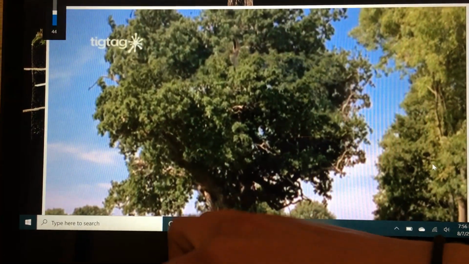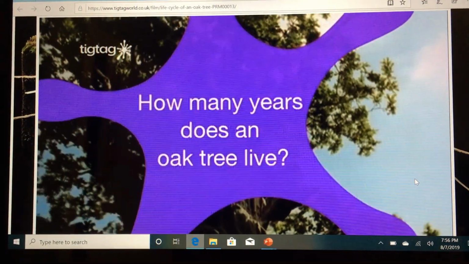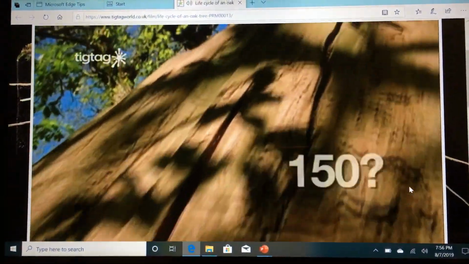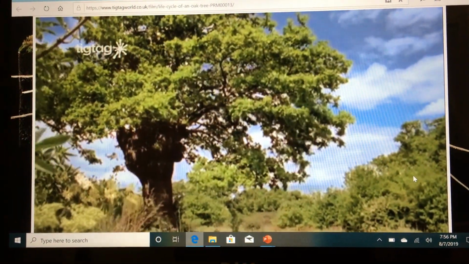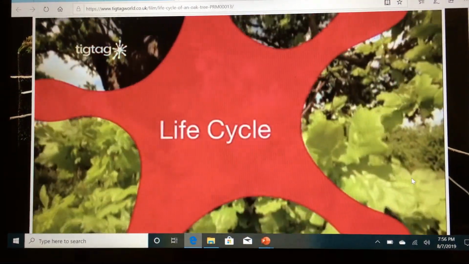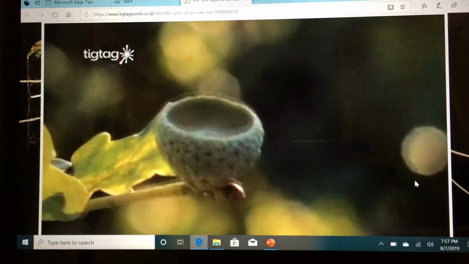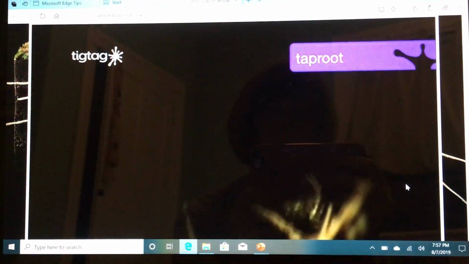How many years does an oak tree live? 50? 150? 500? 1,000? An oak tree can live for more than 1,000 years and goes through many changes in its life cycle. Every oak tree starts life as an acorn. Each acorn contains just one seed. When a seed germinates, it produces a taproot. This will anchor the tree for the rest of its life.